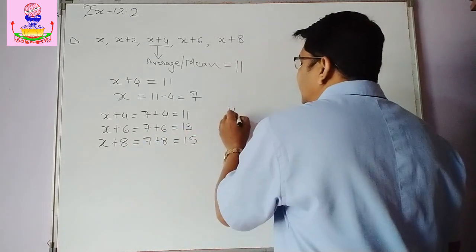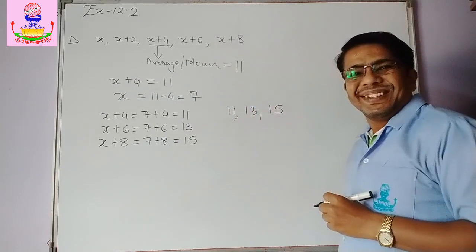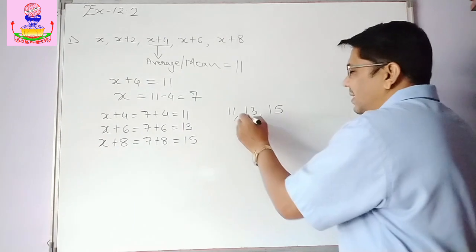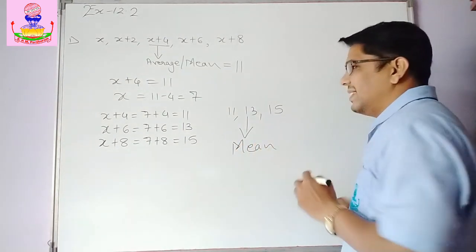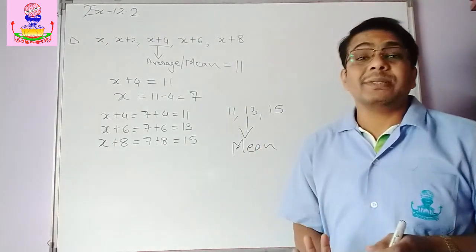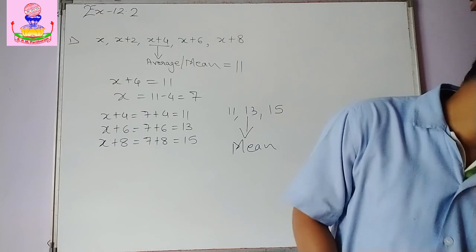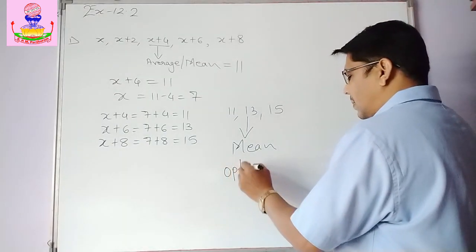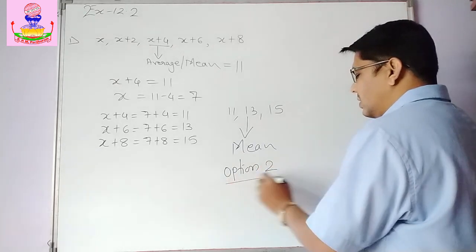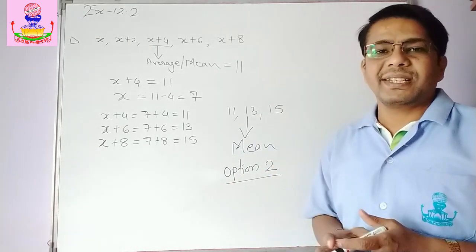And again, arrange them in ascending order. Now there are three numbers, so the middle number is the average, that is the mean. You can see here I have not utilized the average formula, just the clue that I know, and hence option 2 is the right answer. Okay, let's move to the next example.